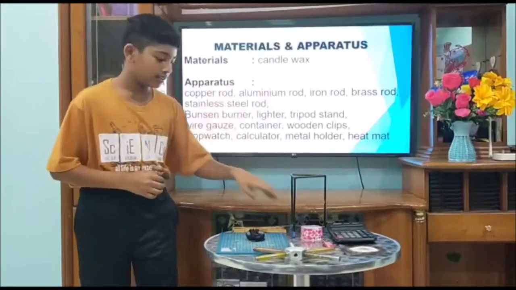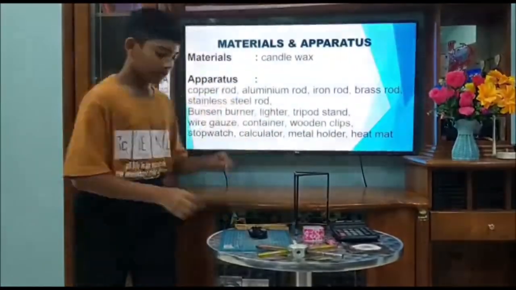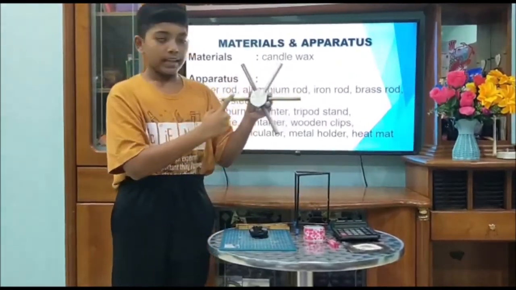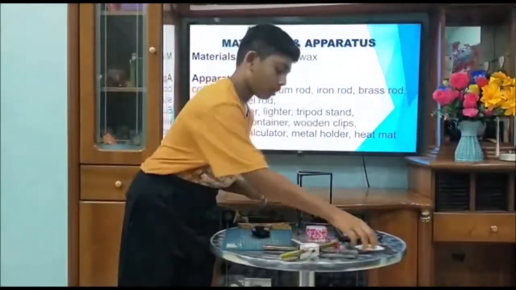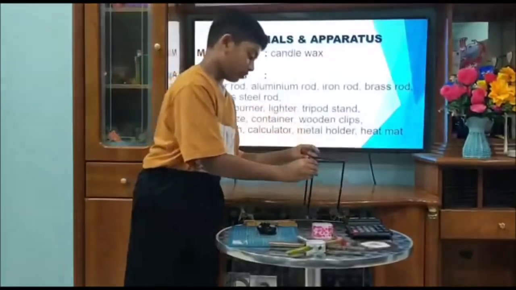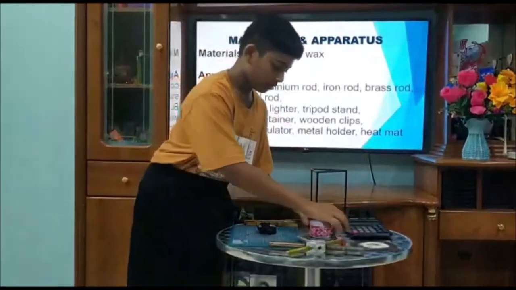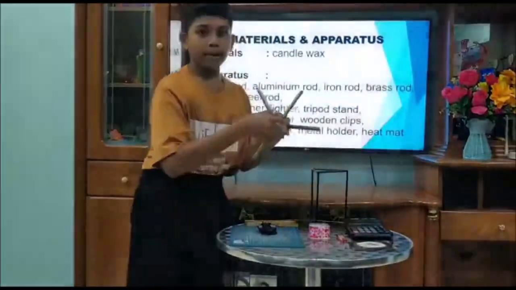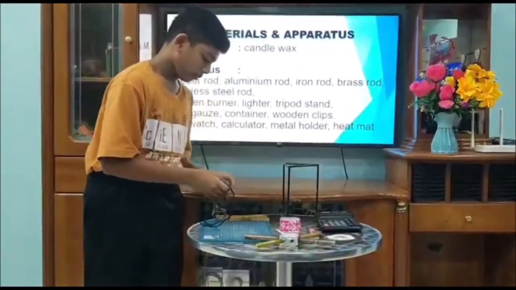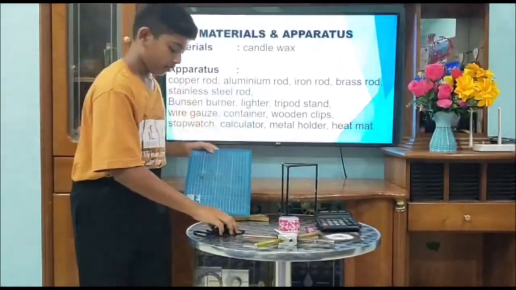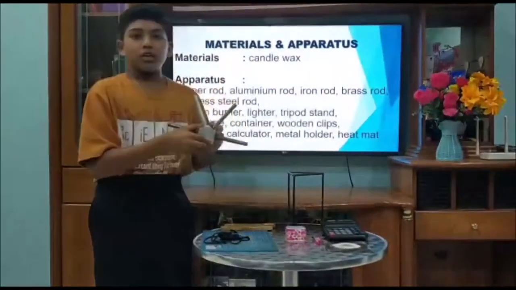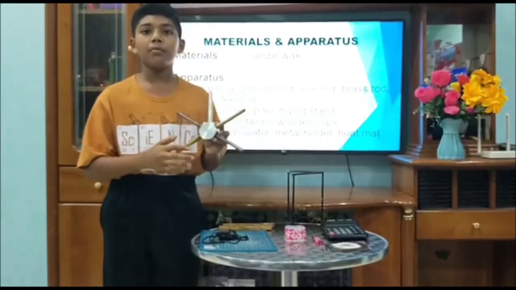Materials and apparatus. Materials: candle wax. Apparatus: iron rod, brass rod, aluminium rod, copper rod, stainless steel rod, wire gauze, calculator, tripod stand, container, lighter, metal holder, stopwatch, heat mat, wooden cleat, and Bunsen burner. We innovated this metal holder so that all metal rods receive the same amount of heat.